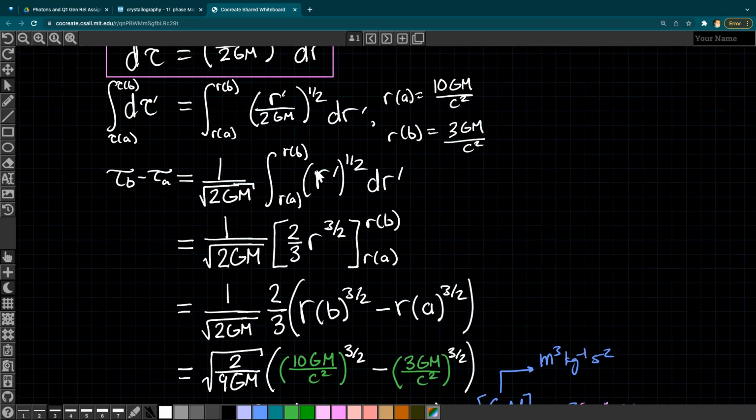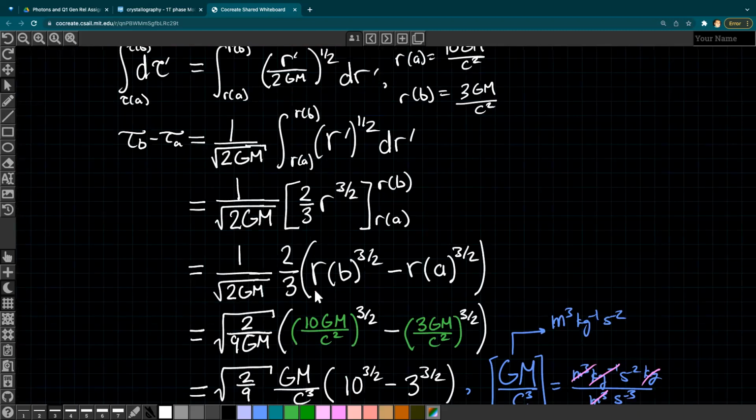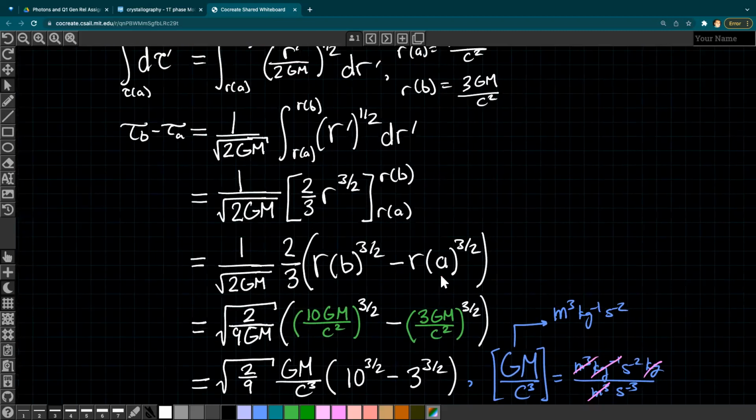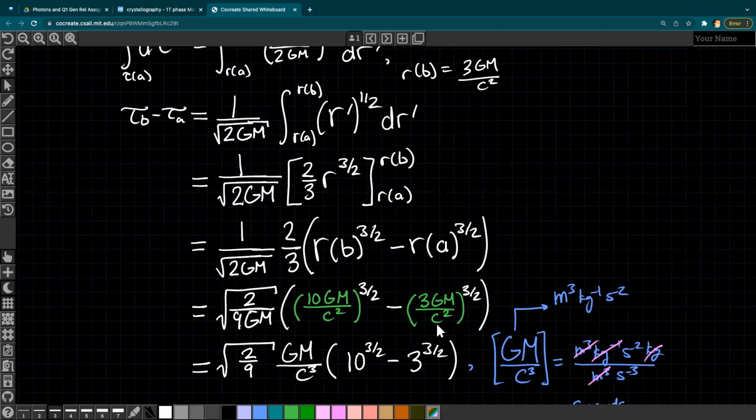Then on the right side, we're just doing this integral that they gave us. We can go through it in more detail afterwards, but basically we have the integral of r to the half dr. The integral of r to the half is 2 over 3 r to the 3 halves. And so then we evaluate this at r of B and r of A. We sub in the r of B and the r of A, and we end up with this expression here: root 2 over 9 times GM over c cubed times 10 to the 3 halves minus 3 to the 3 halves.